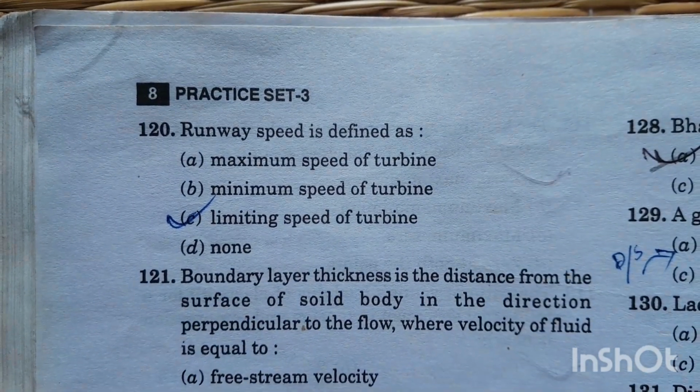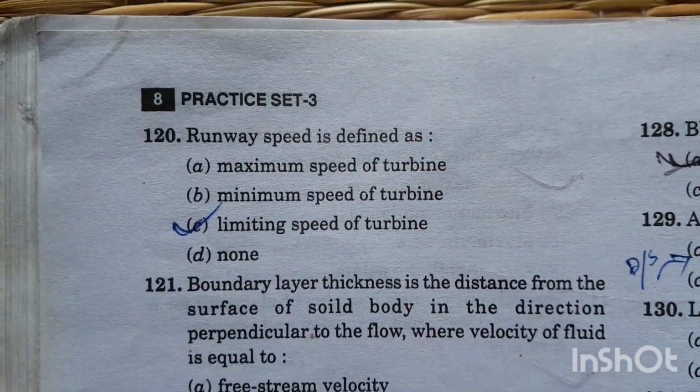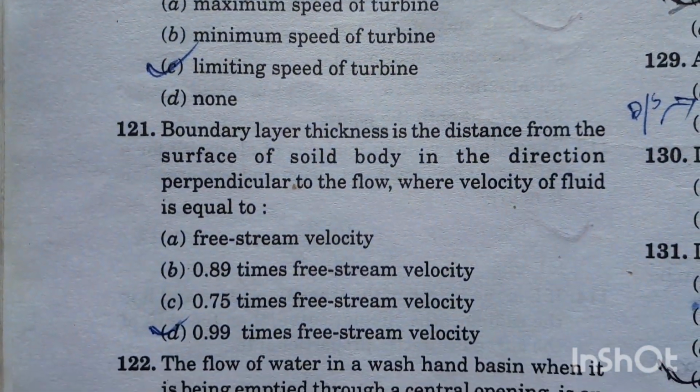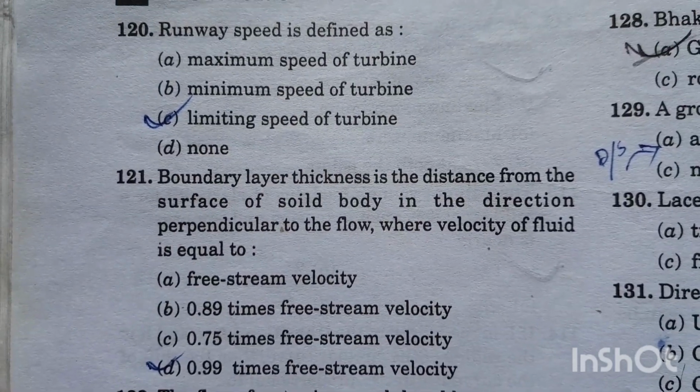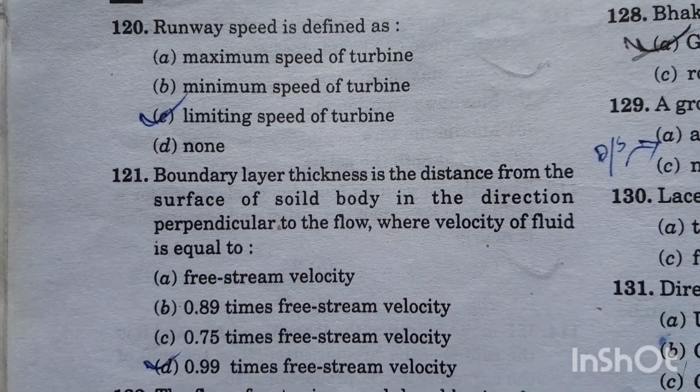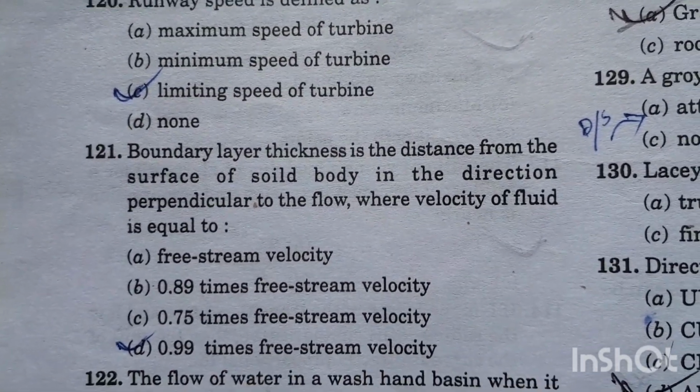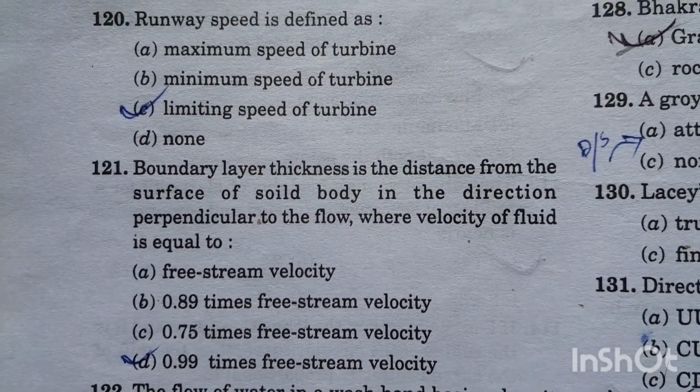Question number 120. Runaway speed is defined as limiting speed of turbine. Option C is the right answer. Question number 121. Boundary layer thickness is the distance from the surface of solid body in the direction perpendicular to the flow, where velocity of fluid is equal to 0.99 times the free stream velocity. Option D is the right answer.